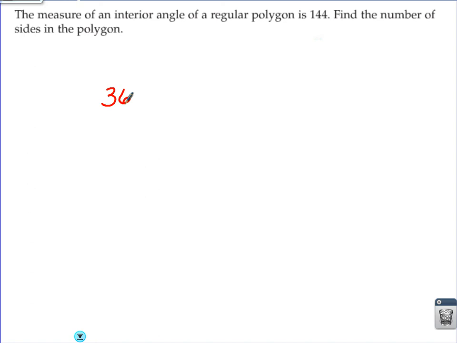Well, all the exterior angles add up to what? 360. So we want to know how many there are. If each of them is 36 and they all add up to 360, you do 360 divided by 36 and you get 10. 10 sides, 10 angles. Much quicker.